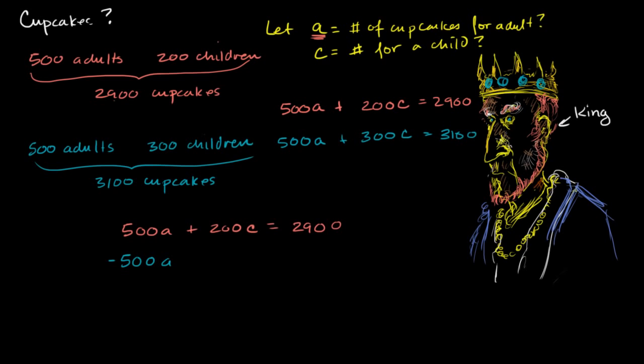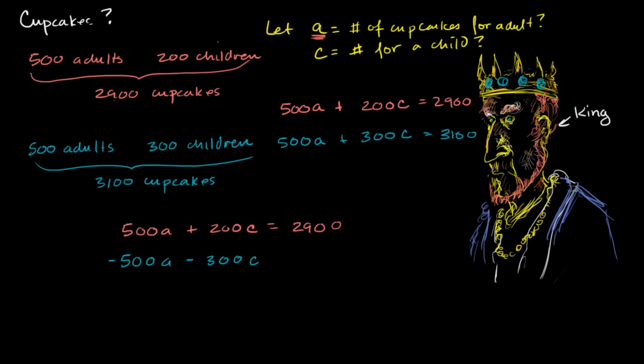But you see something interesting. You're like, well, this is a 500A here. What if I subtracted a 500A and this 300C? So if I subtracted the 500A and the 300C from the left-hand side, you're like, well, why is that useful? You're going to have to do the same thing on the right-hand side, and then you're going to have an A and a C on the right-hand side.